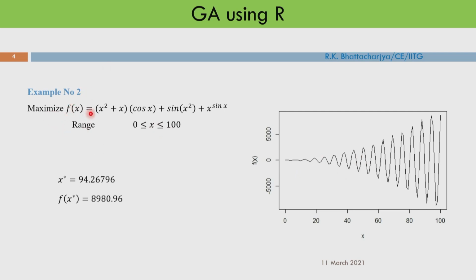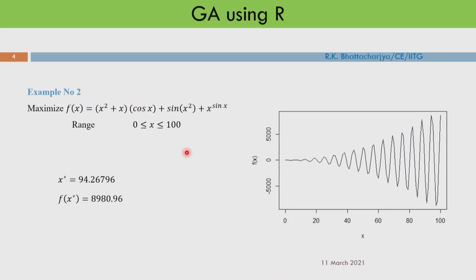The second problem is also a maximization problem, and again a single variable function. The function is f(x) equal to x square plus x into cos x plus sin x square plus x to the power sin x, and the range for x is 0 to 100. If we solve this problem, it has several maxima and several minima, and here we are trying to find the maxima.